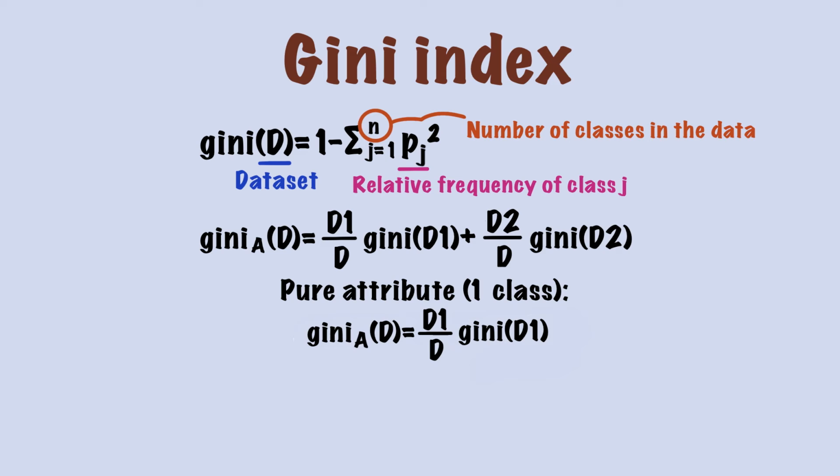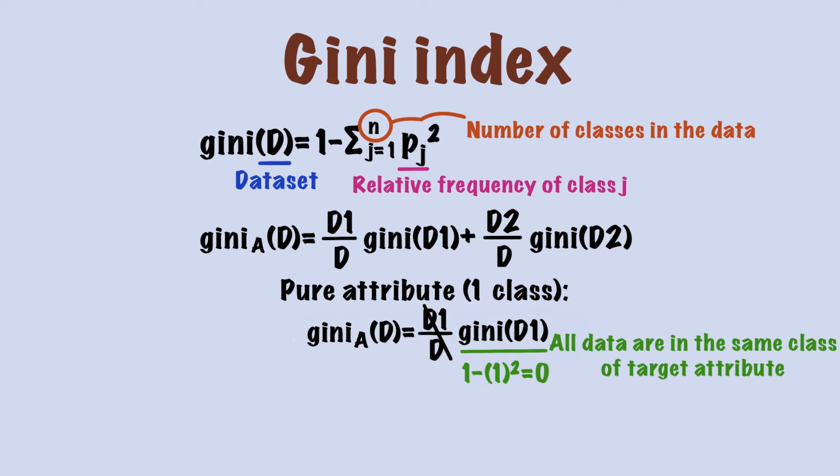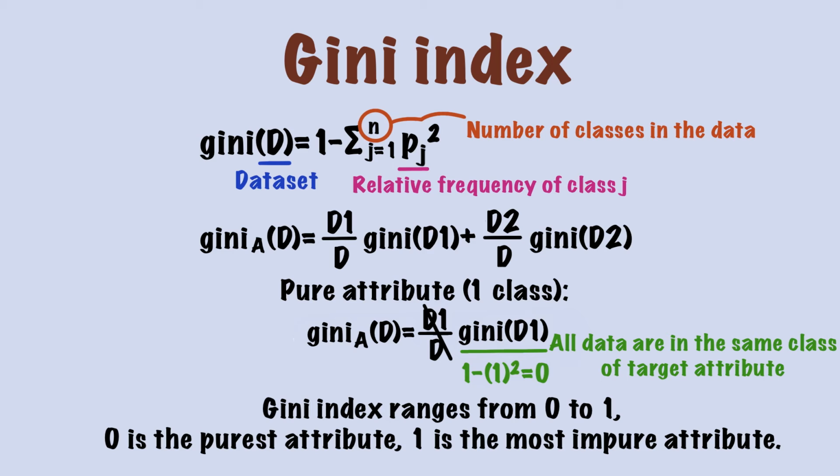So the formula of Gini index becomes this. D1 over D can be crossed out since it's essentially 1, because all the data are in the same class of attribute A. Then, assuming all the data are also in the same class of target attribute, the Gini impurity of this class is 1 minus 1 squared, which is 0. Therefore, the Gini index of pure attribute is 0. In fact, Gini index ranges from 0 to 1. 0 means the attribute is perfectly pure. 1 means the attribute is perfectly impure.